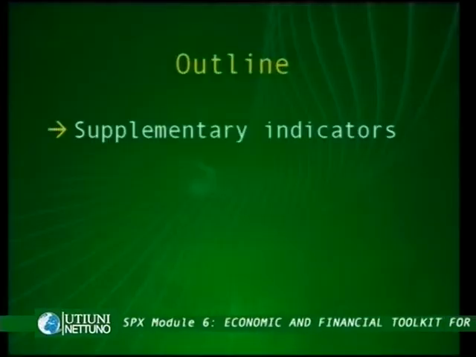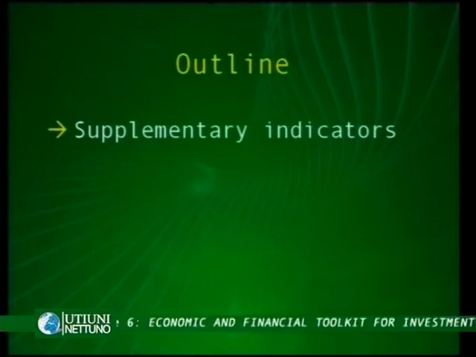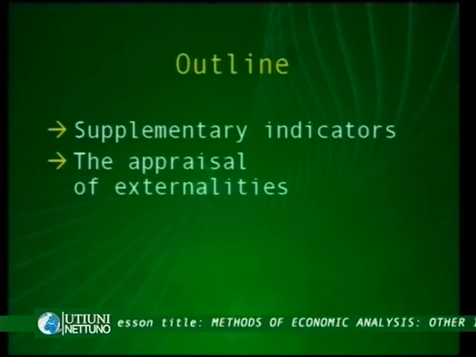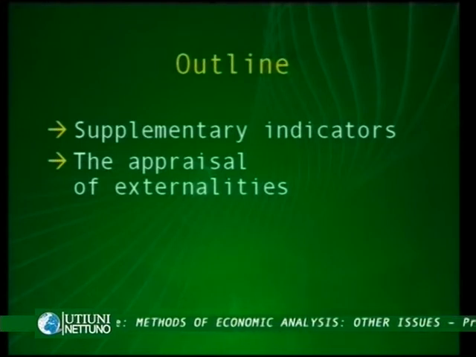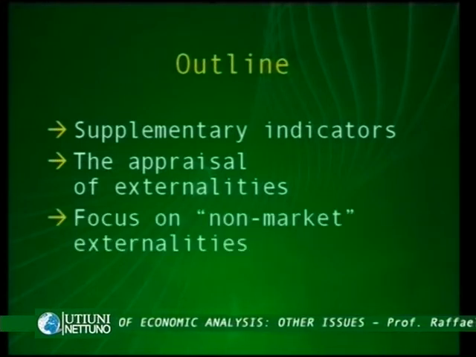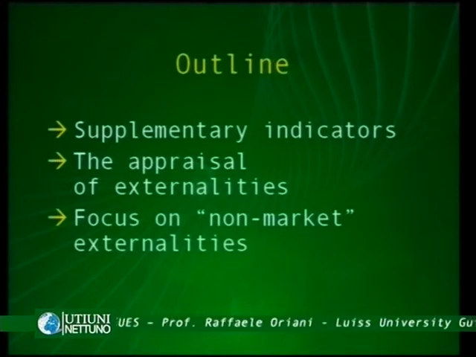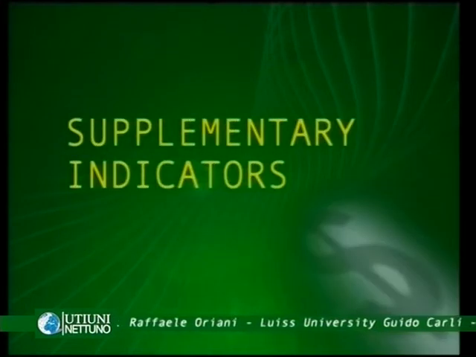Accordingly, the outline of this class is organized as follows. First of all, we'll talk about supplementary indicators that we can use in addition to the methods that we already analyzed. Then we'll talk in general about the appraisal of externalities. And then we'll conclude the class with the focus on non-market externalities. So let's start from supplementary indicators.